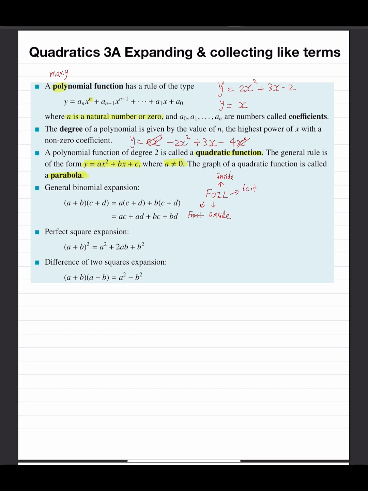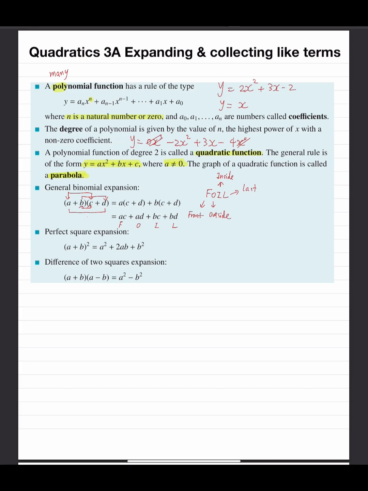It means we have to do these two first. This is your front, F, and then we do these two. This is the outside, because they're outside of each of the brackets. And then you do these two here. These are the inside. And then we do these two in the end. This is last. Okay, so this is called FOIL. Later on, I'm going to show you examples of how we use FOIL to expand brackets.